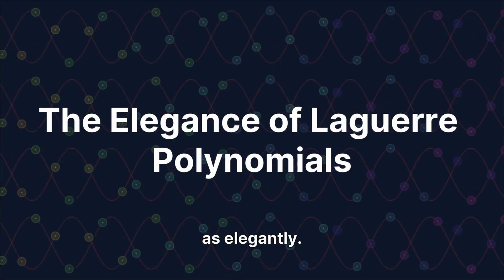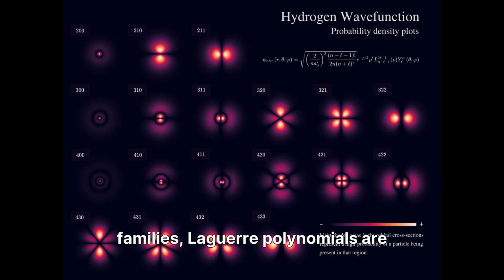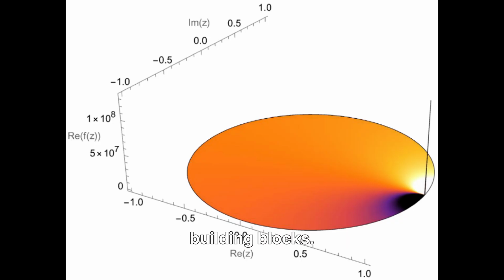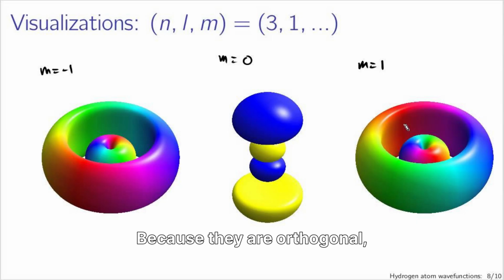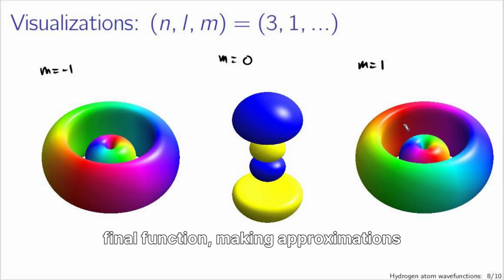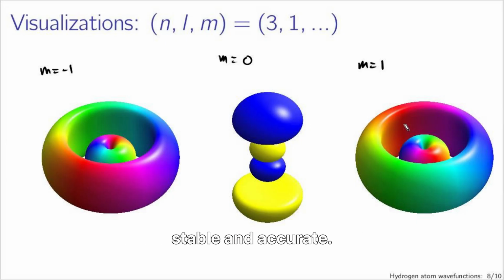Like other special polynomial families, Laguerre polynomials are orthogonal, which means each curve carries a distinct pattern. No polynomial can be built from a combination of the others. Each one captures unique information. This makes them excellent building blocks. When you want to describe a complicated radial or decaying function, you can use Laguerre polynomials as ingredients. A bit of the first polynomial, some of the second, a smaller amount of the third, and so on. Because they are orthogonal, they don't interfere with each other. Each one adds its own flavor to the final function, making approximations stable and accurate.